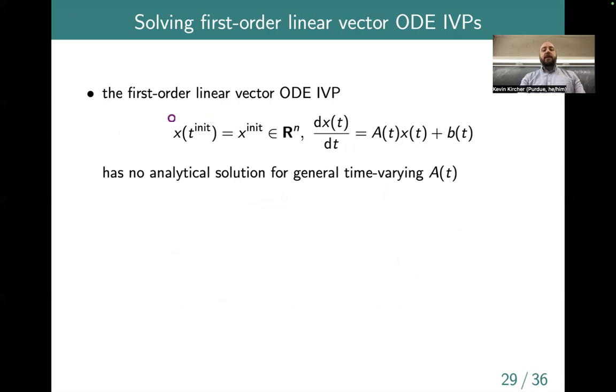So here is our general form of the first order linear vector initial value problem. We're given some initial time and the initial state, which is an n-dimensional vector. And then the governing equation is just the thing that we wrote down on the last slide. And even though this is just a very benign, straightforward generalization of the scalar case, it turns out that there is no known analytical solution for this case when the matrix that multiplies x is a function of time varying.